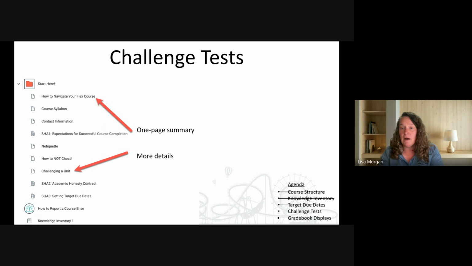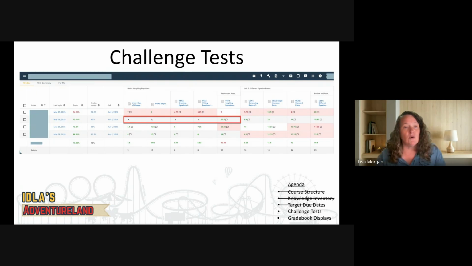Let's talk about what this is going to look like. So here's what the gradebook looks like after a successful challenge test. You'll notice that all of the assignments for that unit are exempted, and the score for the challenge test gets manually entered in as the unit test score.